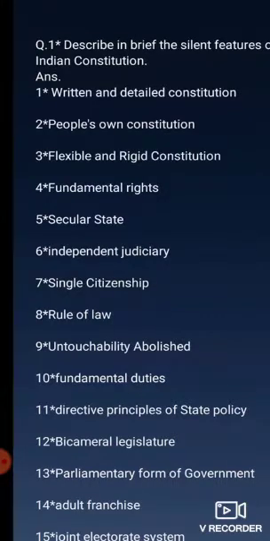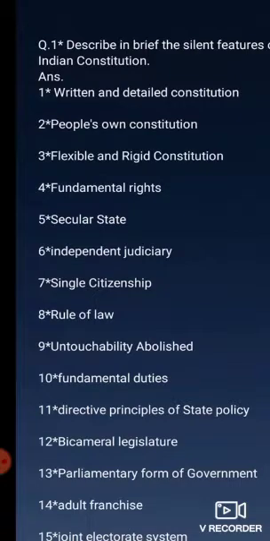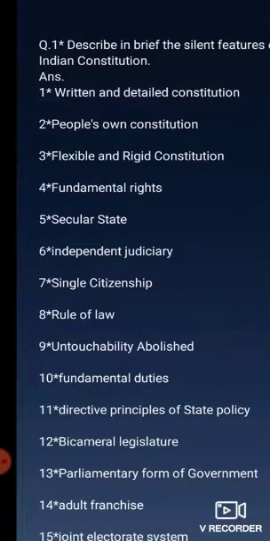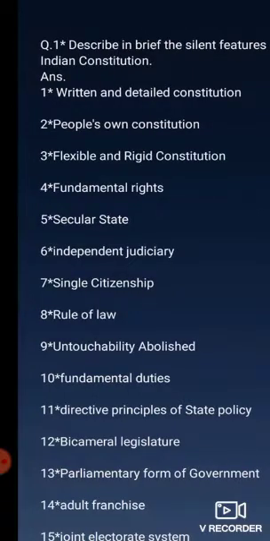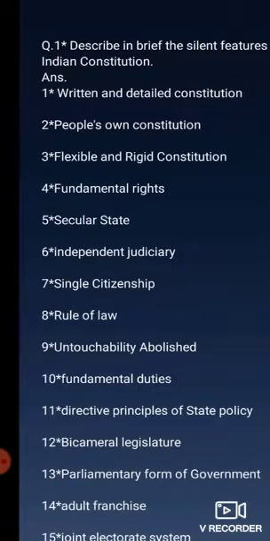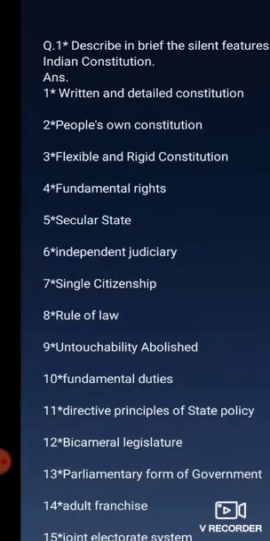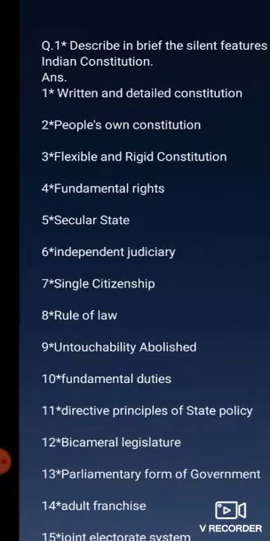Next feature is rule of law. Another distinctive feature of the Indian Constitution is the rule of law. It means that in India law is supreme and it is the law which rules over the people. So long as a citizen obeys the laws, he need not be afraid of any individual. All persons are equal in front of law, irrespective of their rank or position.